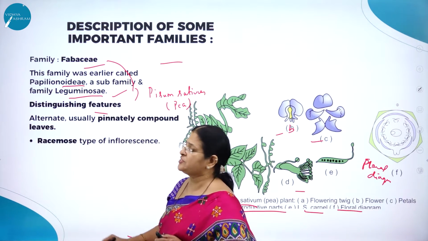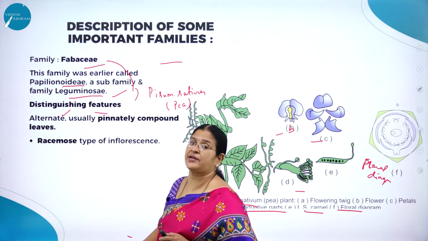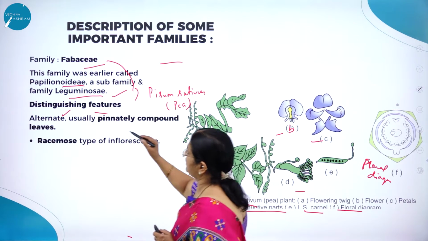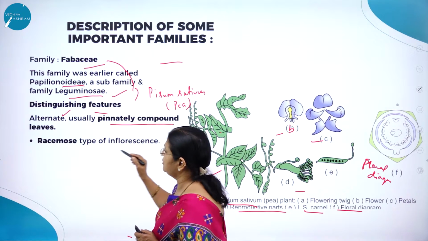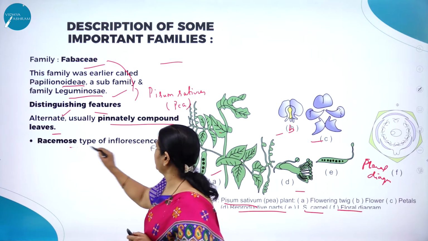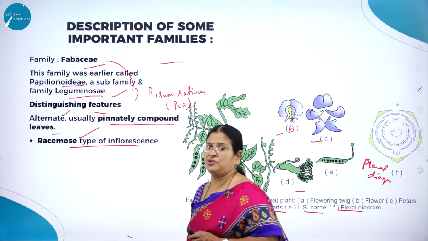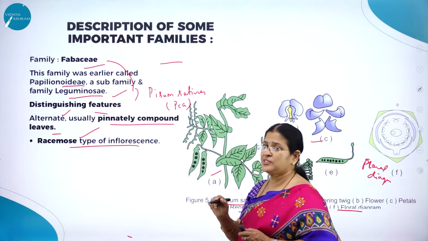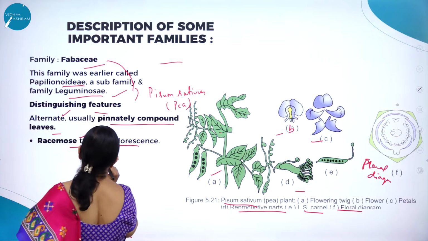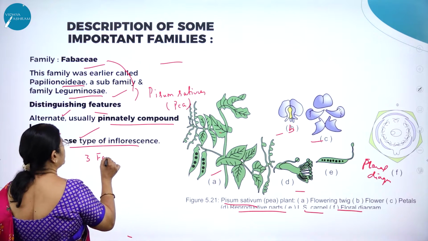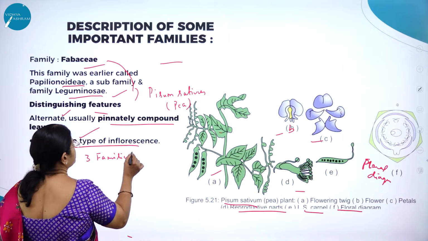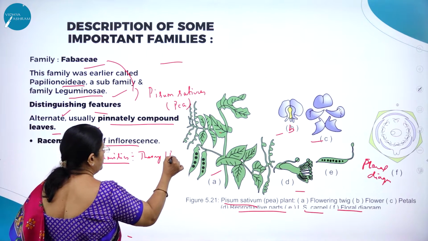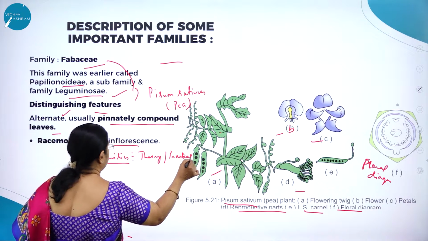So what are the distinguishing features? Here you can see the leaves are alternate. See here, one here, one here. So leaves are alternate, usually pinnately compound leaves. And what type of inflorescence does it exhibit? Racemose inflorescence. Now let us see the remaining characteristic features. So what are the three families we are going to study for your syllabus? These three families are there for both your theory as well as your practical.